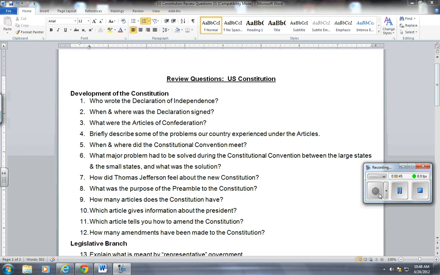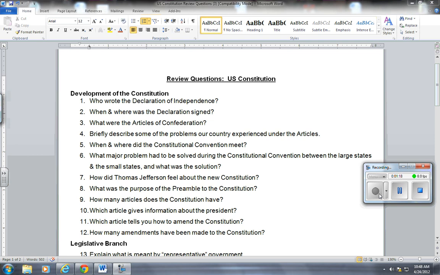4, if you remember, the Articles of Confederation lacked a strong, powerful central government. It lacked a power to tax in order to fund issues, and it lacked a court system so that the federal government did not have an ability to settle disputes between the states. 5, Constitutional Convention met between May and September of 1787 in Philadelphia, Pennsylvania.